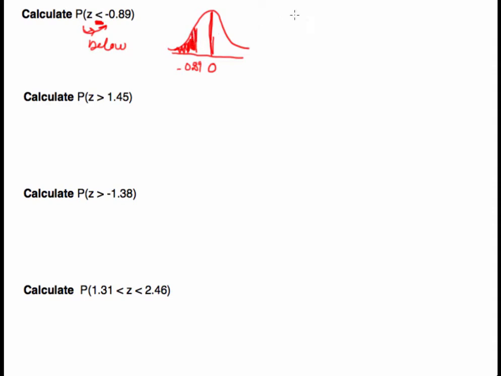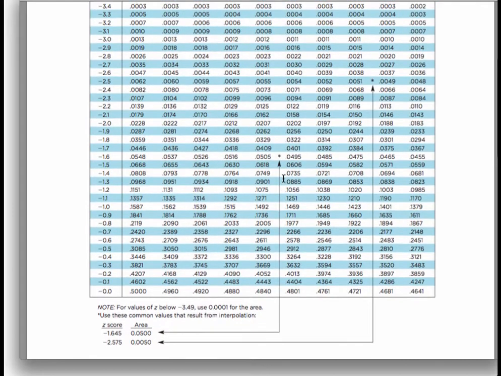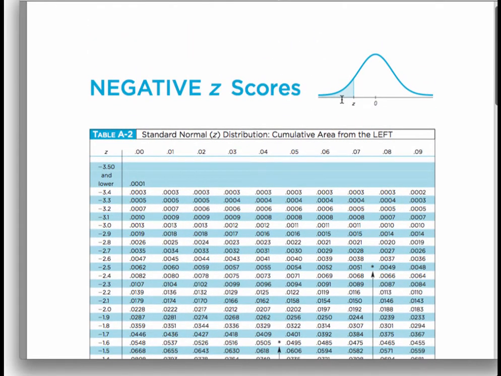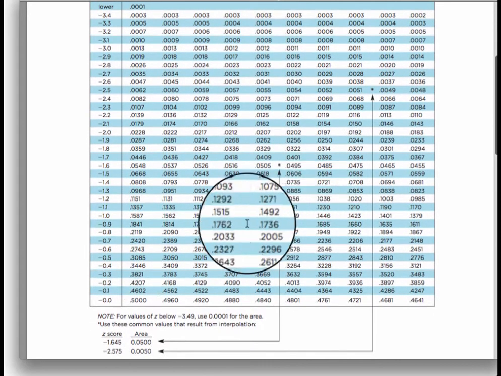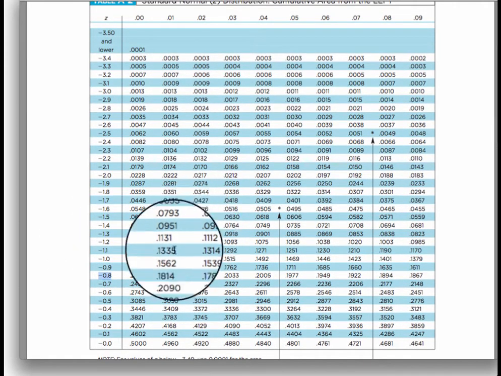Thankfully, if I know the z-score, the chart I'm given will convert the z-score to the area to the left. So all I need to do is look up a z-score value of negative 0.89 and see what I'm given. I'm not dealing with a positive z-score, I'm dealing with a negative z-score. The picture up here shows it's giving us the area to the left of the z-score. Here is the row that I'll be using, negative 0.8, and I want to go over until I hit 0.89.